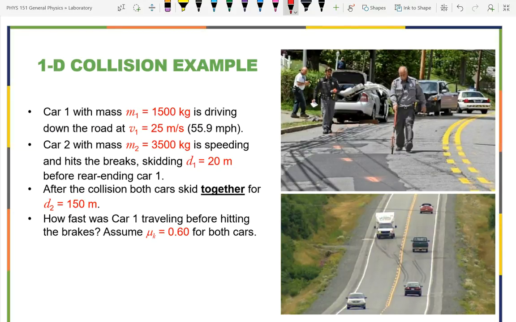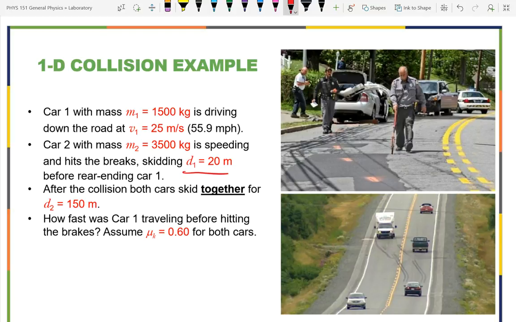So looking at the problem. Car 1 with a mass given here is driving down the road with an initial speed of basically 56 miles an hour. I put it in meters per second to make my life easy. Car 2 with this mass is speeding and hits the brakes, skidding this far before rear-ending car 1. Why did I do that? We're keeping our collisions one-dimensional.